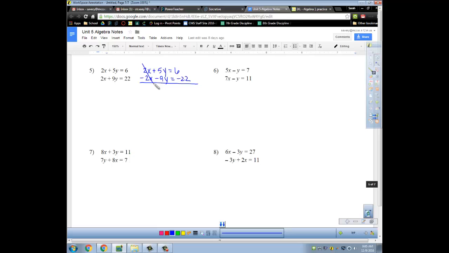So 2x minus 2x is 0, gone. 5y minus 9y is negative 4y. 6 minus 22 is negative 16. So we get y equals 4. And again, pick whichever equation you want. So I'm going to pick the first one. We get 2x plus 5 times my y, which is 4, equals 6. 2x plus 20 equals 6. Subtract 20. 2x equals negative 14. So x equals negative 7. So your solution, negative 7, 4.